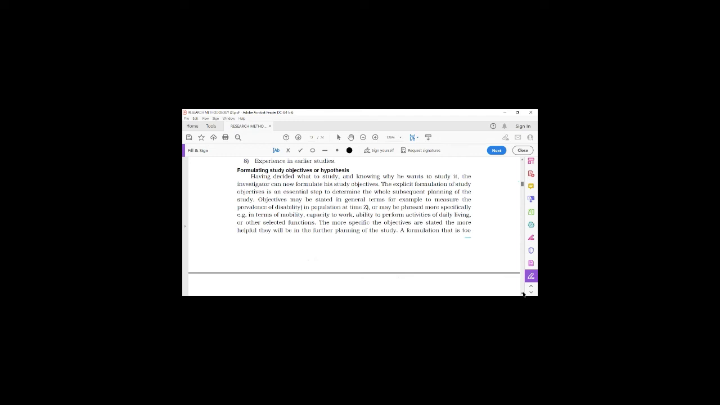So here the study objectives are different and the hypothesis is different. Particularly in public health projects, hypothesis is different. For general saying, we might say hypothesis, but a hypothesis is more like a statement. And from the hypothesis, we make various clear-cut objectives.